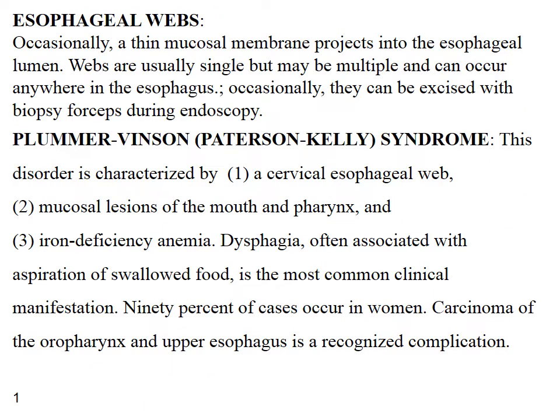Other problems that include, it is not congenital here, but these are acquired and sometimes they occur in earlier ages. We call them the esophageal webs.